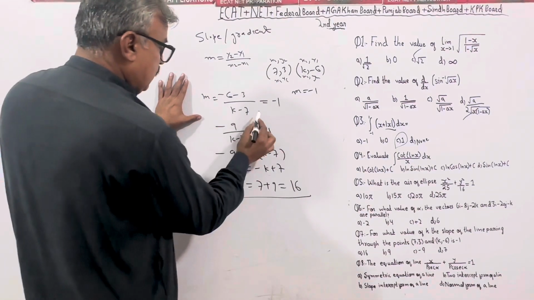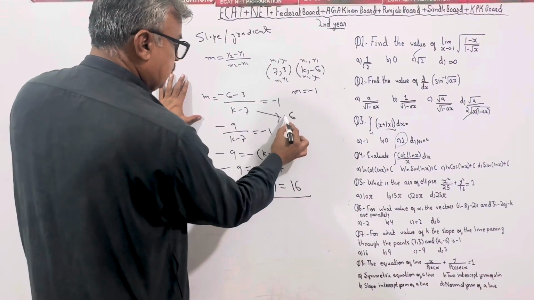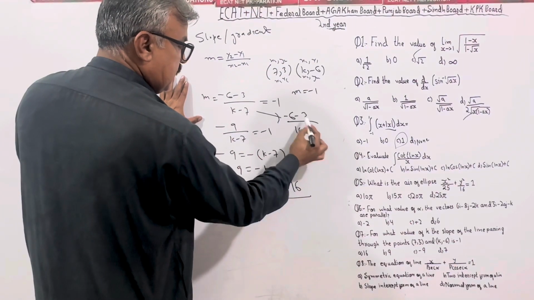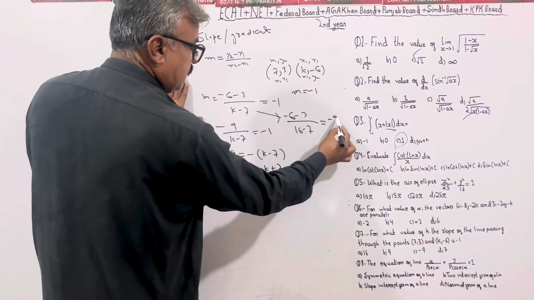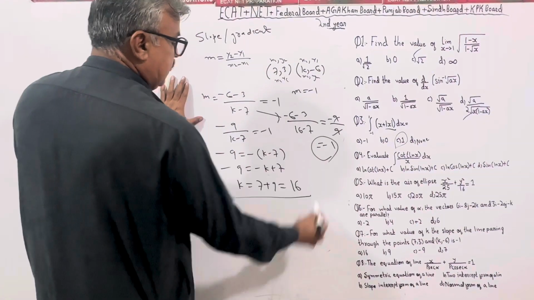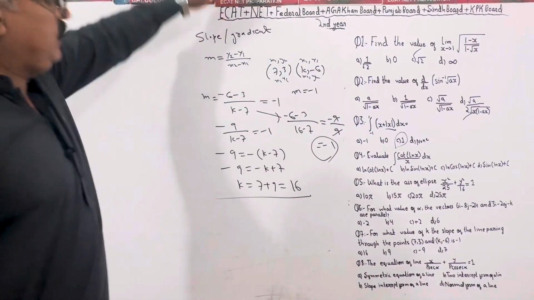Okay. Let me verify for you as well. Minus 6 minus 3, value of k is 16, minus 7. Minus 6 minus 3 will become minus 9. 16 minus 7 is 9, 9 cancelled out. Our slope is minus 1. We have done a wonderful job.